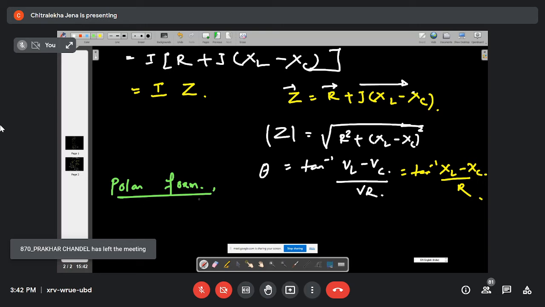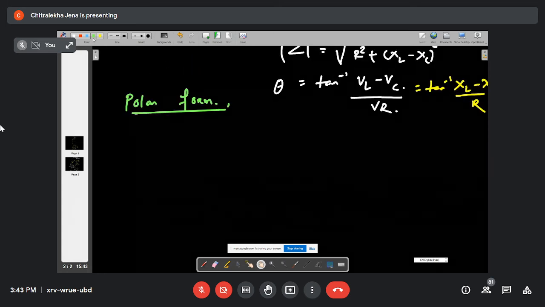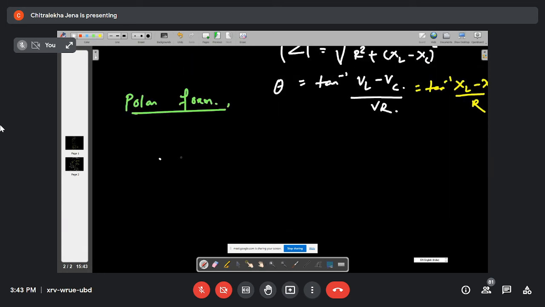How can I write the polar form? See your own circuit. Tell me, I is equal to how much? I plus J0 in the rectangular form. In the polar form, how can I write it? I at an angle 0 degree. Is it correct or not?